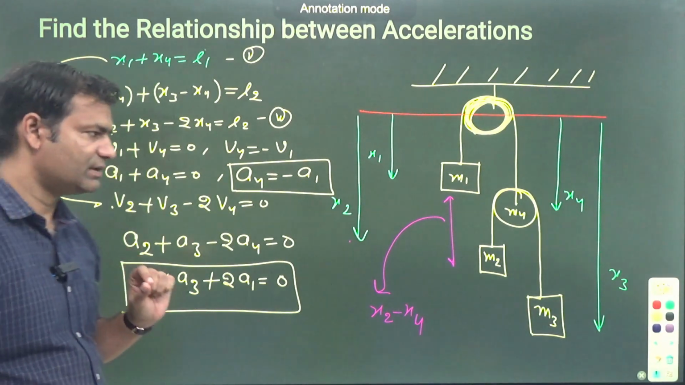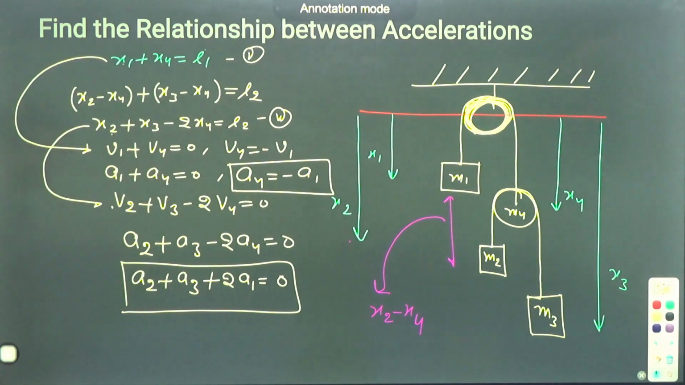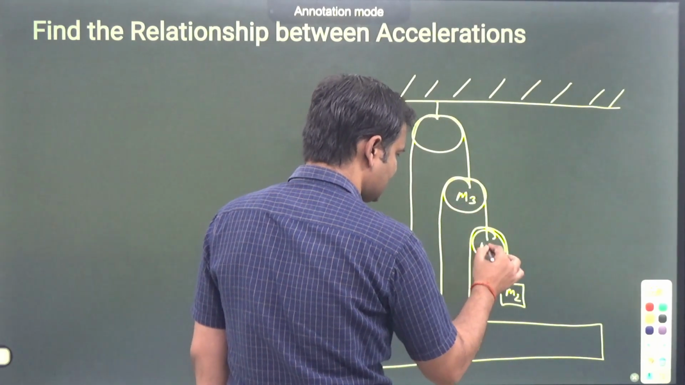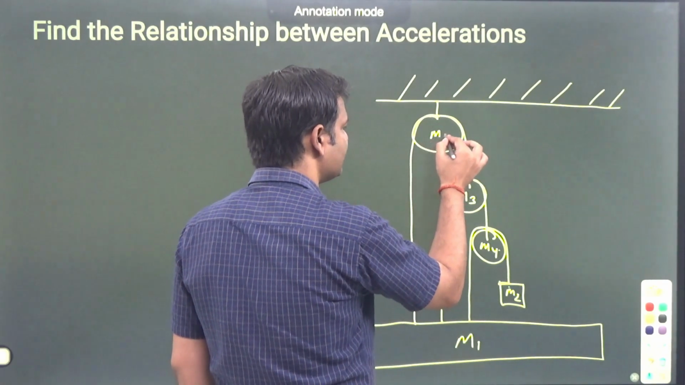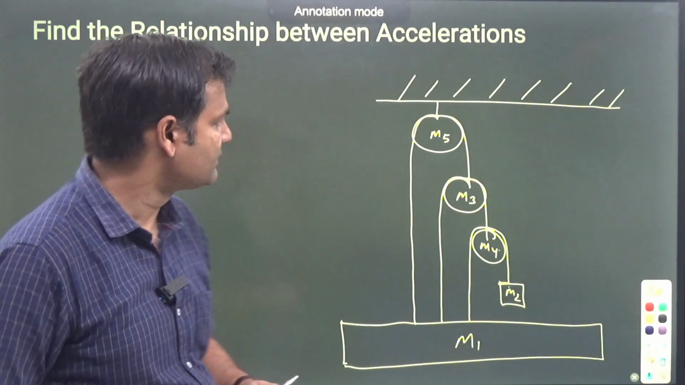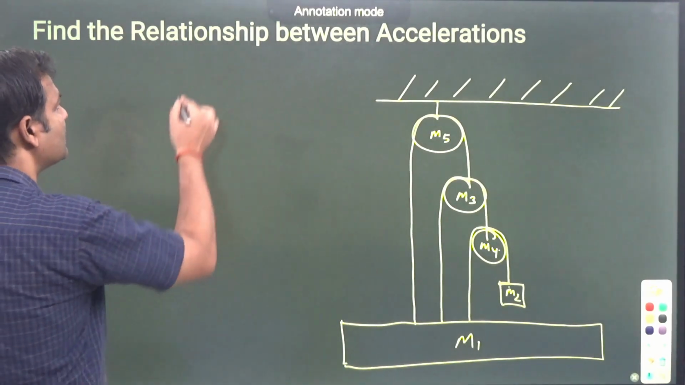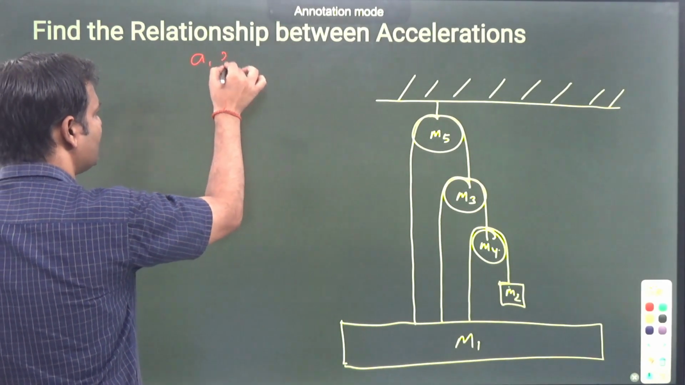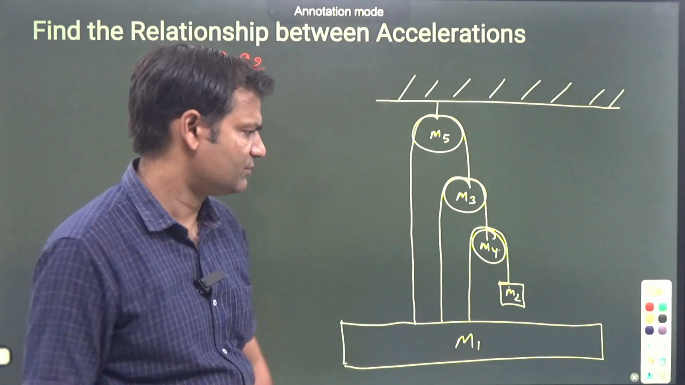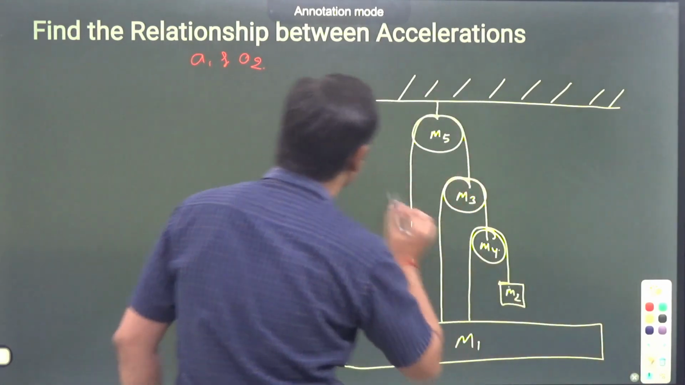So the relation between A1, A2, A3 we got like that. Make it A1, A2, A3, A4. Mass M3 here, mass M4 here and M5 here. Okay, our motto is to determine the relationship between the oscillation A1 and A2, that means A2 in terms of A1 or A1 in terms of A2.